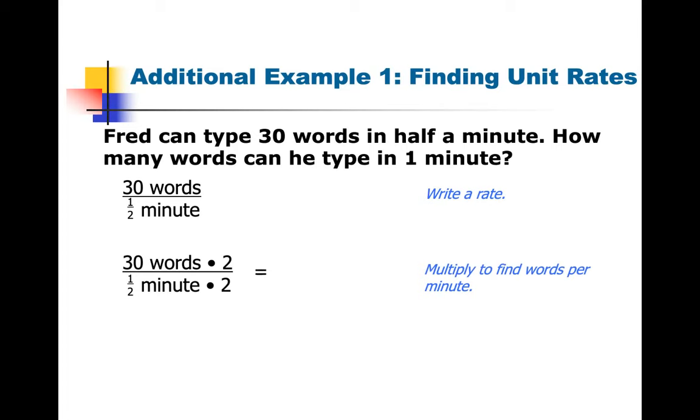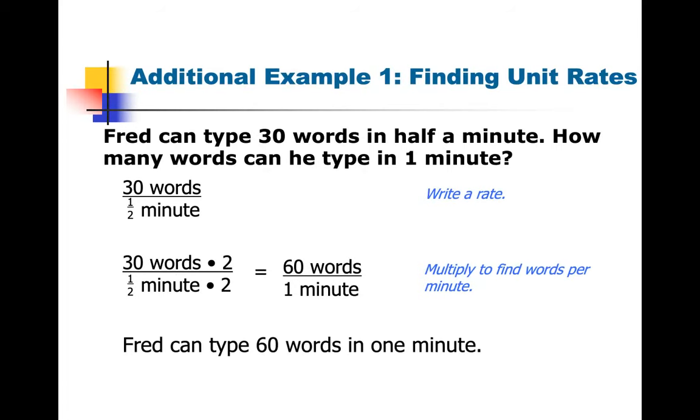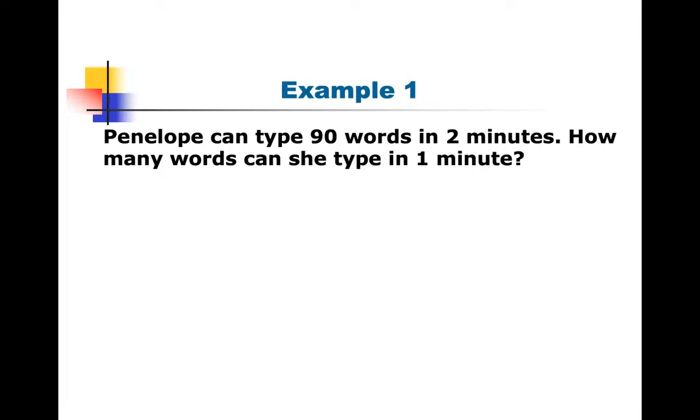Okay. So I believe I fixed that glitch. So here we go. Again, Fred can type 60 words in 1 minute. So in this example, Penelope can type 90 words in 2 minutes. How many words can she type in 1 minute? So to figure this out, we know that Penelope can type 90 words in 2 minutes.